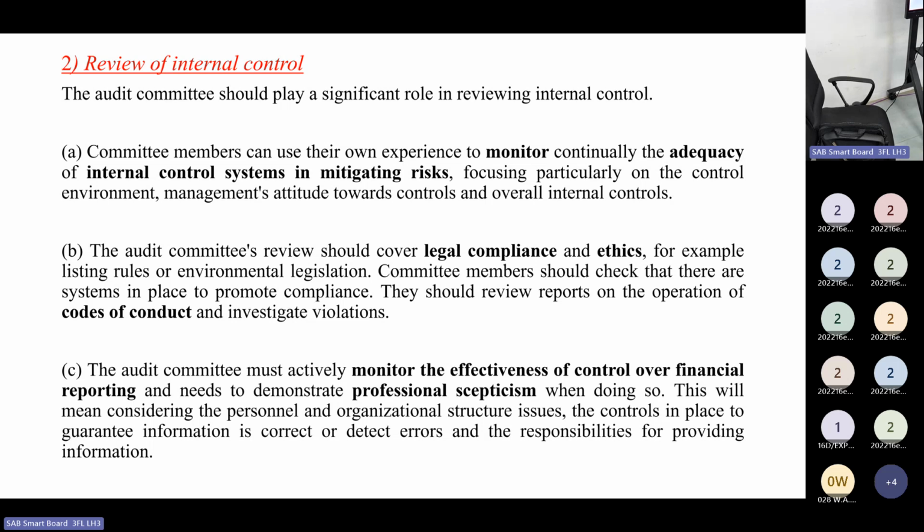Legally there are compliances the committee needs to look at. Committee members should check that there are systems in place to promote compliance. They should review reports on the operation of codes of conduct and investigate violations. Right? So they need to look at what are the ways that these compliances are fulfilled. Right? Environmental compliances are fulfilled. They will have to overlook. And they should review reports on the operation of the code of conduct. Right? Ethics part: legal compliance and ethics.